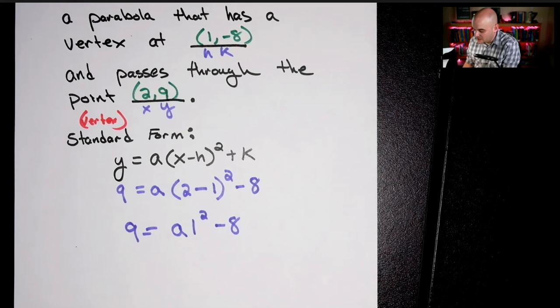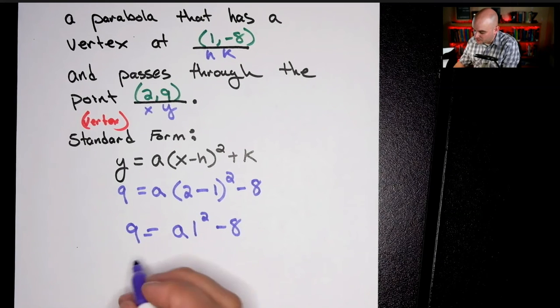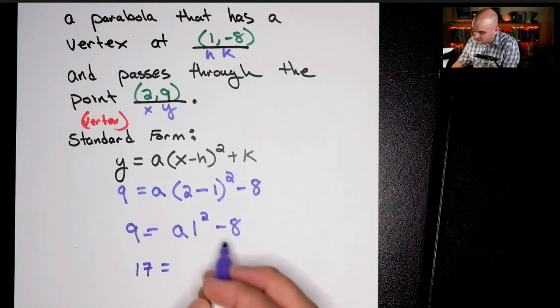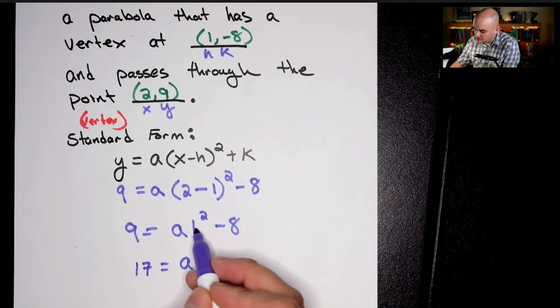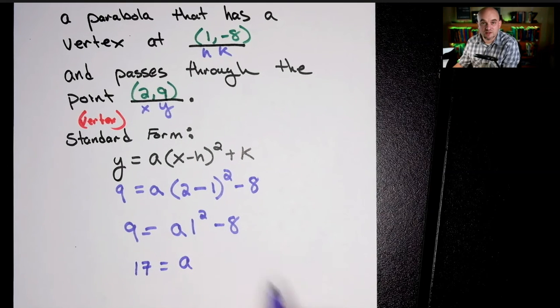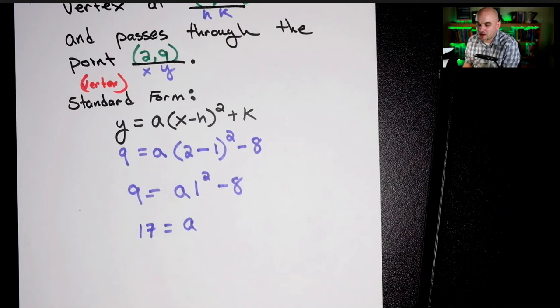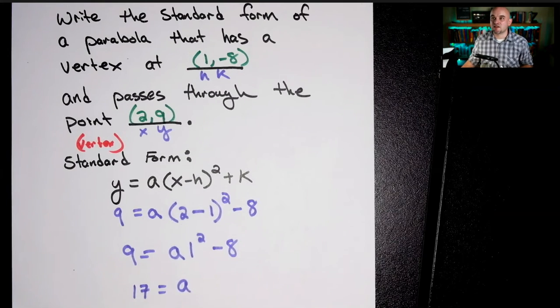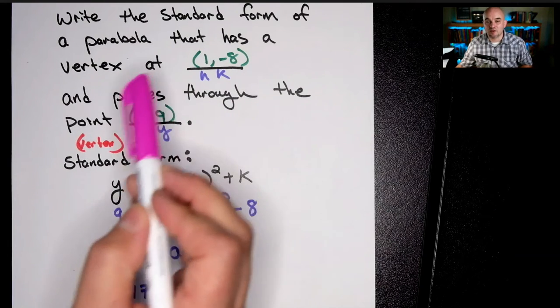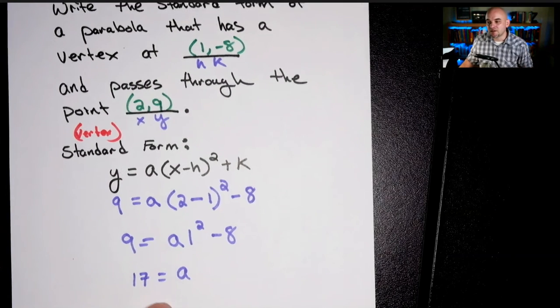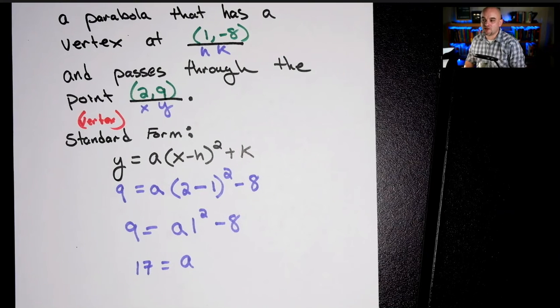I'm still getting a by itself, so I'm going to add 8 to both sides, and I get 17 is equal to a. In this case, we've got 1 squared, which is just 1. And so I don't have to divide both sides by a number there. And I've got my a solved for. Now, this is not the answer to my problem because the question is asking to write the standard form of the parabola. But I needed to know my a value before I could do that.